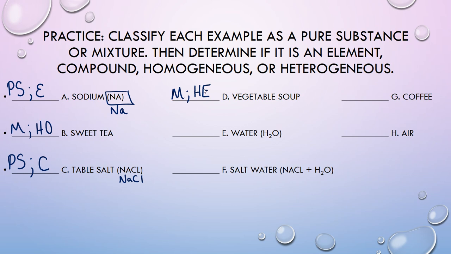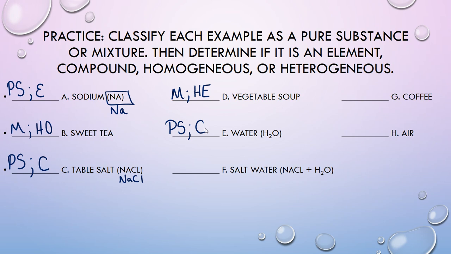Water, it's not an element of the periodic table, and it does have a chemical formula, much like example C. So that's going to be the same idea, that because it has a chemical formula, it's a pure substance, and specifically it's a compound because it's a formula of two different elements.